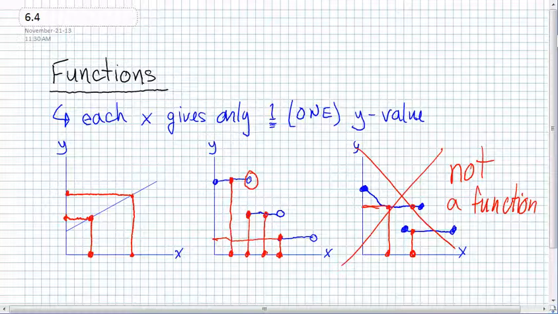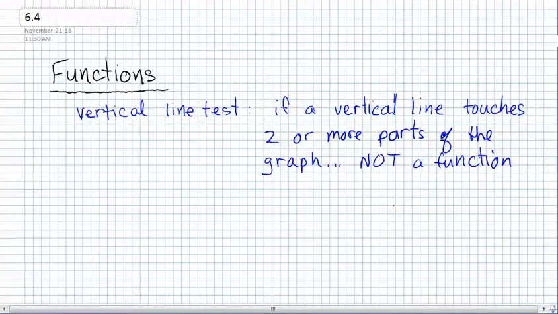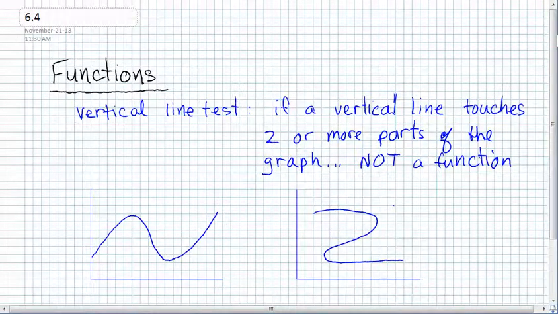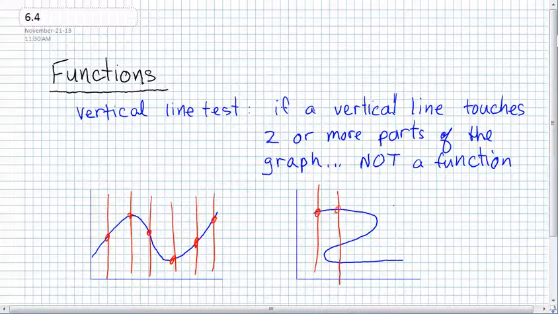If you want, you can call it the vertical line test, and that is if you can draw a vertical line through 2 points on the graph, then it's not a function, it's just a relation. So again, the vertical line test: if a vertical line touches 2 or more parts of the graph, then it is not a function. So for these two graphs here, the one on the left is a function because no matter where I draw a vertical line, it only ever touches the graph in one spot. Okay? But with the one on the right, I can draw a vertical line there. It only touches at one point, but this one here touches there, there, and there. So it touches 3 points, so it's not a function. Okay? A function only has one output value.